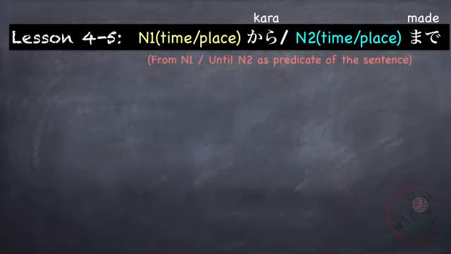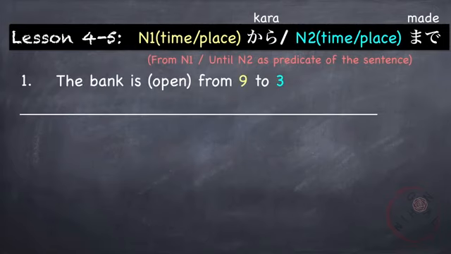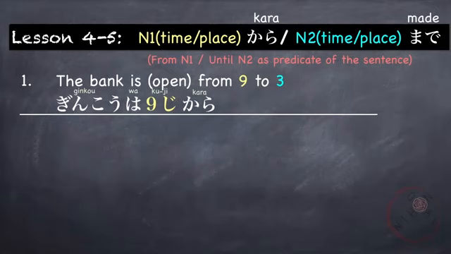何々から or 何々まで, or the combination of から and まで, can be used as a predicate in the sentence by adding です at the end. For example, the bank is open from 9 o'clock to 3 o'clock. Bank is 銀行. 銀行は9時から3時までです. 銀行は9時から3時までです. The bank is from 9 to 3.